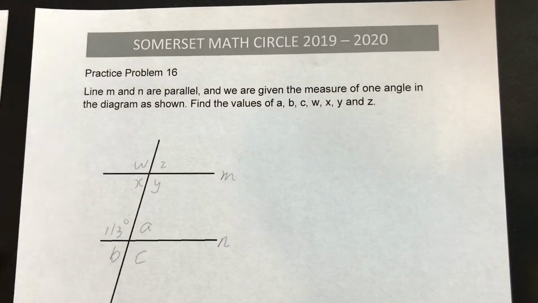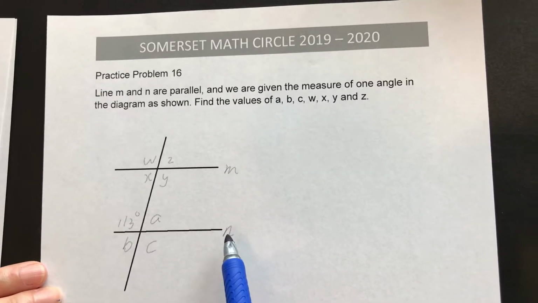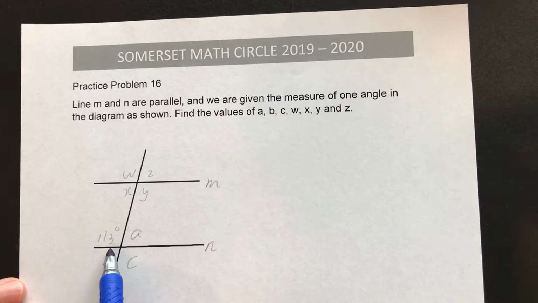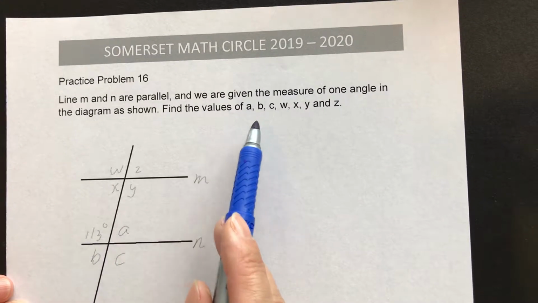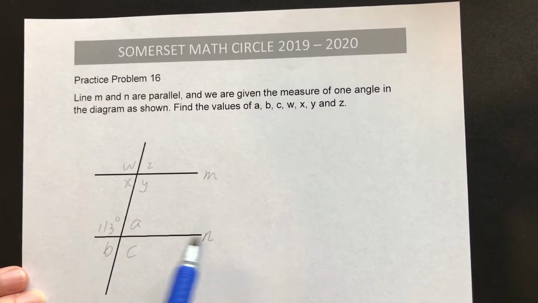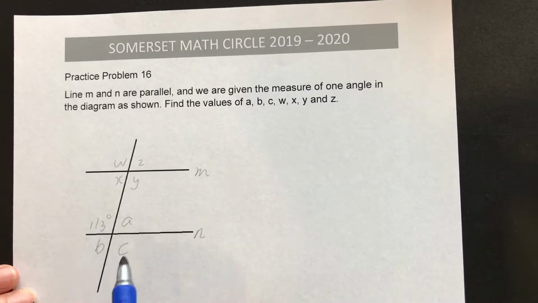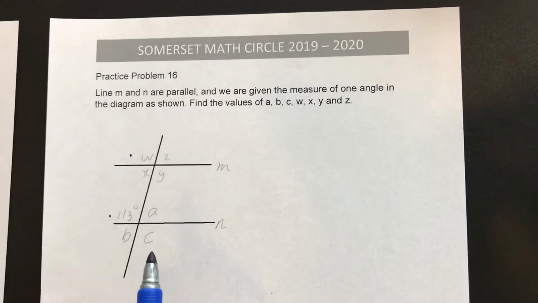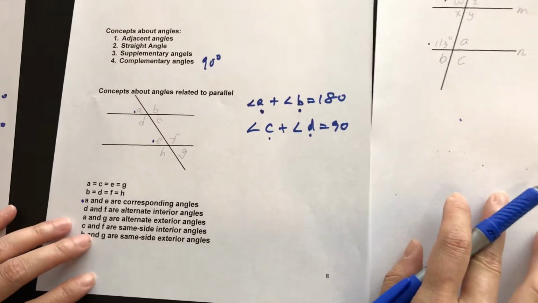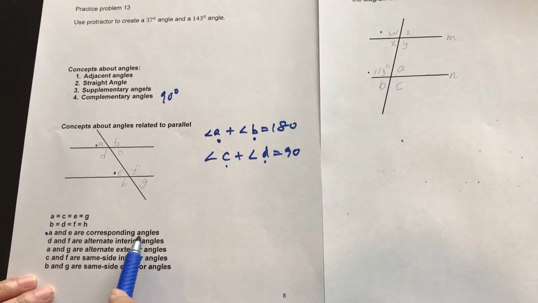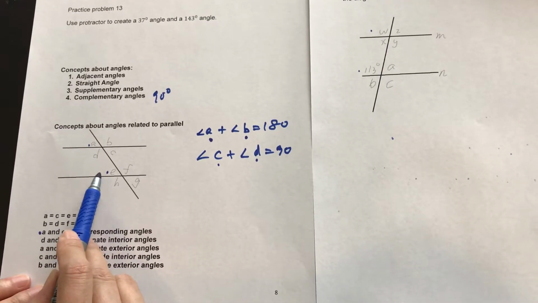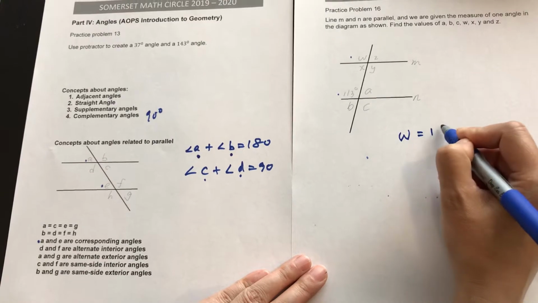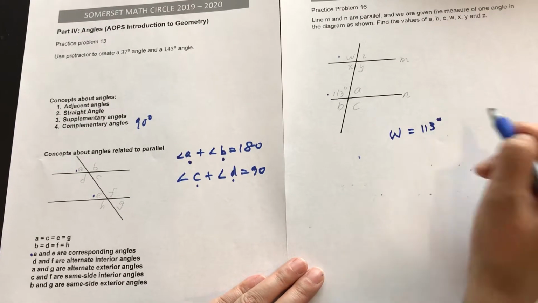Practice problem 16. Lines M and N are parallel, and we're given the measure of one angle here, 113 degrees. Find the values for all the other angles. So for parallel lines, we have to remember angle W equals this angle, as we talked about, corresponding angles. A and E are corresponding angles. They are always the same. So W is always equal to 113 degrees.